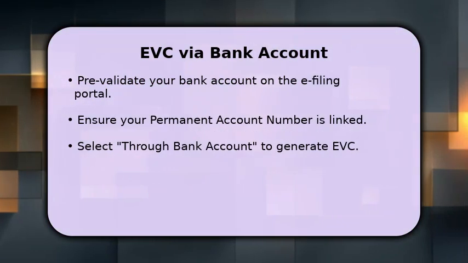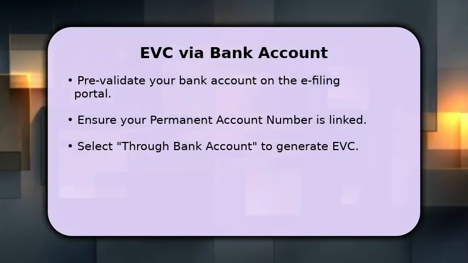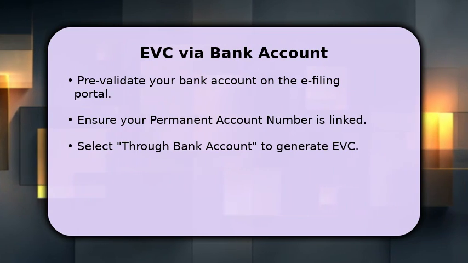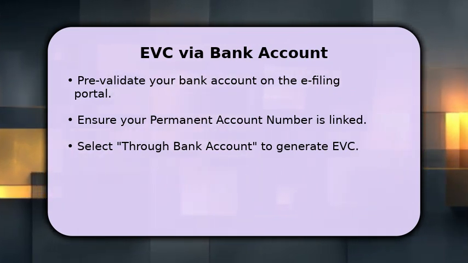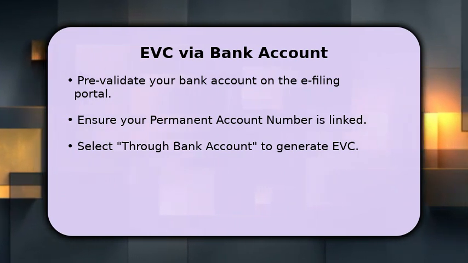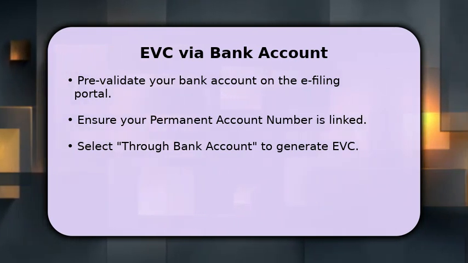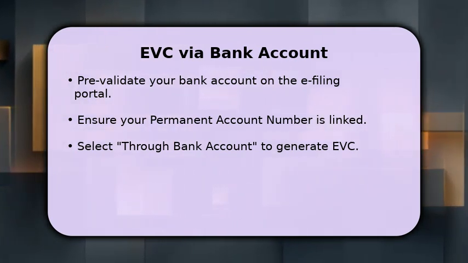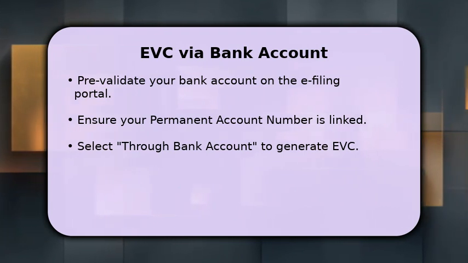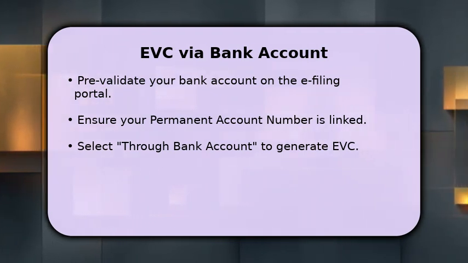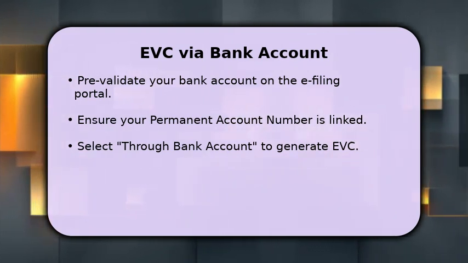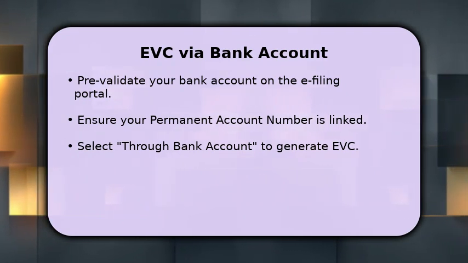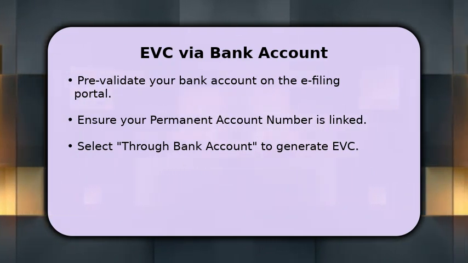You can also generate an EVC using a pre-validated bank account. It's essential to first pre-validate your bank account on the e-filing portal and ensure your permanent account number is linked to it. After logging in, go to the Generate EVC section and select the Through Bank Account option. The EVC will then be sent to the mobile number and email ID verified with your bank, ready for your tax verification.